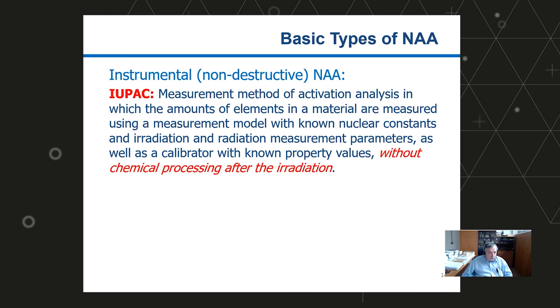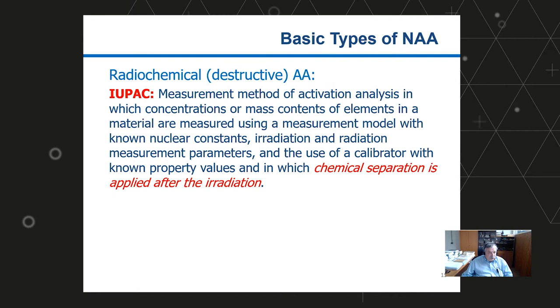With respect to the types of neutron activation analysis, we have many modes. The first one is what is called instrumental, or also non-destructive. The specific issue of this is that it is without chemical processing after irradiation. So we take the samples as they are, we irradiate them, and we measure them as they are without any chemical treatment. Opposite this is so-called radiochemical or destructive activation analysis, where the chemical separation for a specific element is applied after the irradiation.